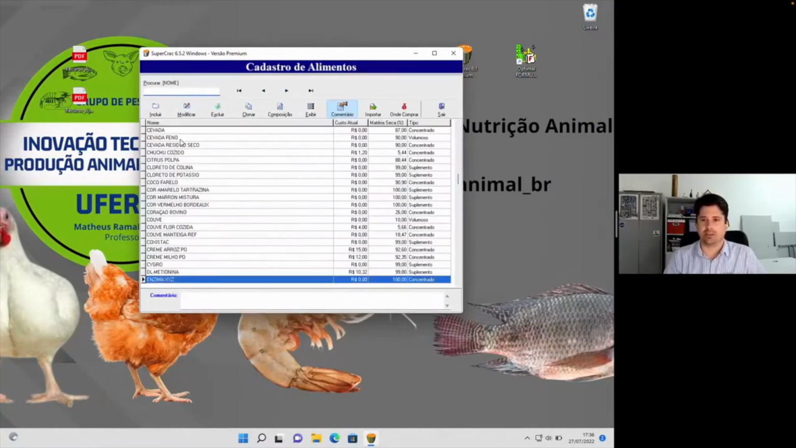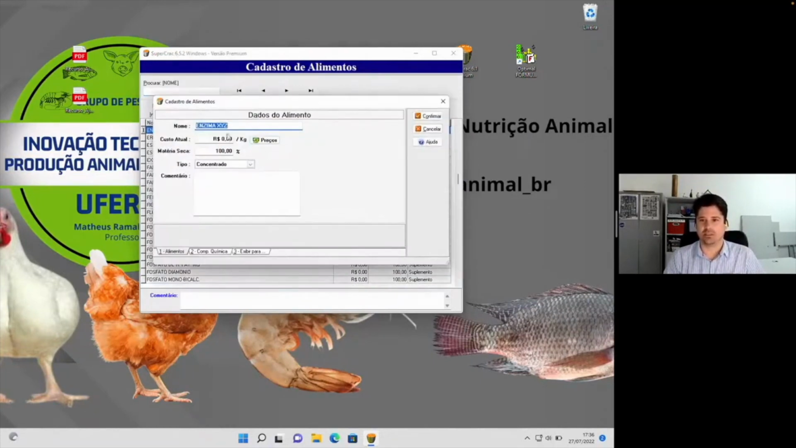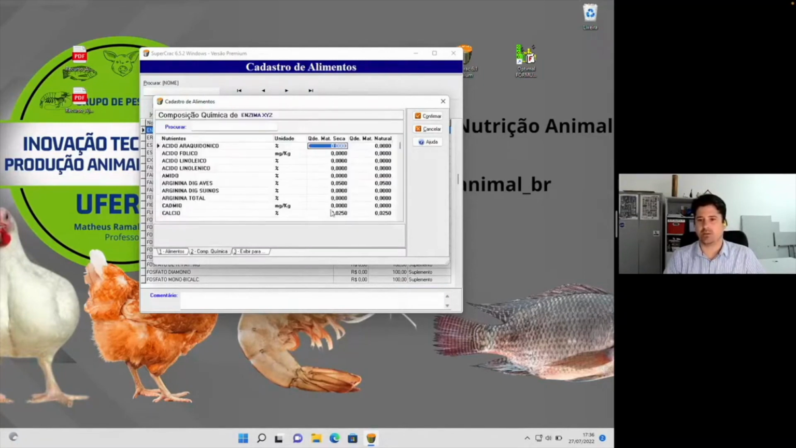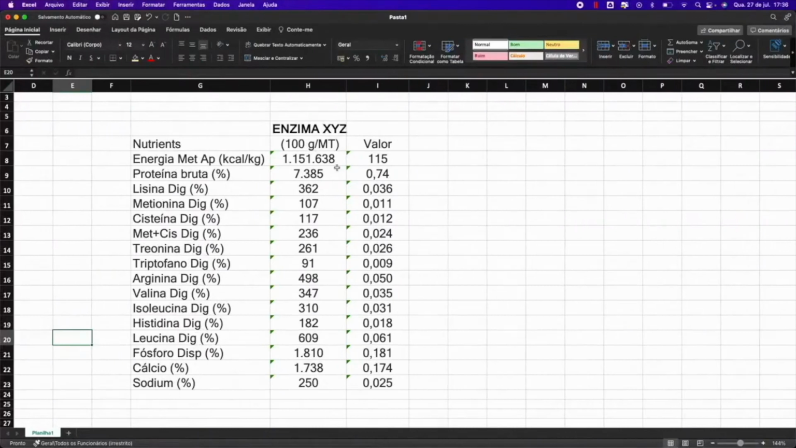Next step: register the food. The enzyme in this case will be a food to be registered. I registered an enzyme here, XYZ enzymes, and the composition that I put is based on an enzyme matrix.